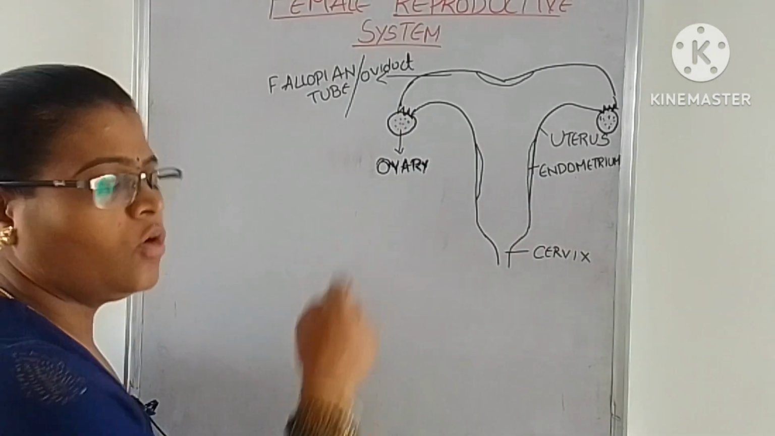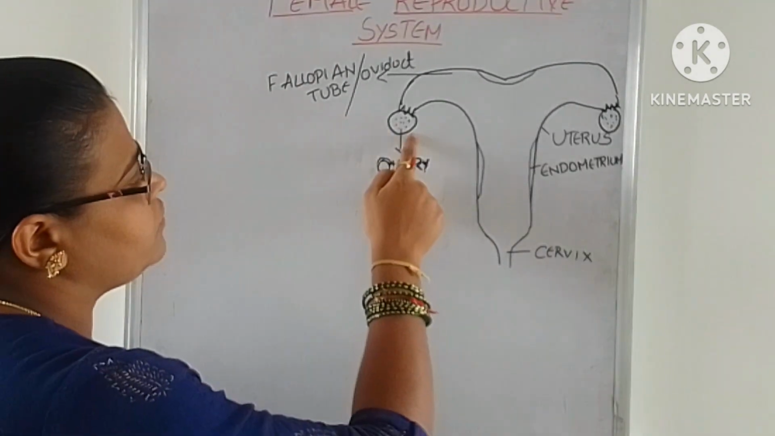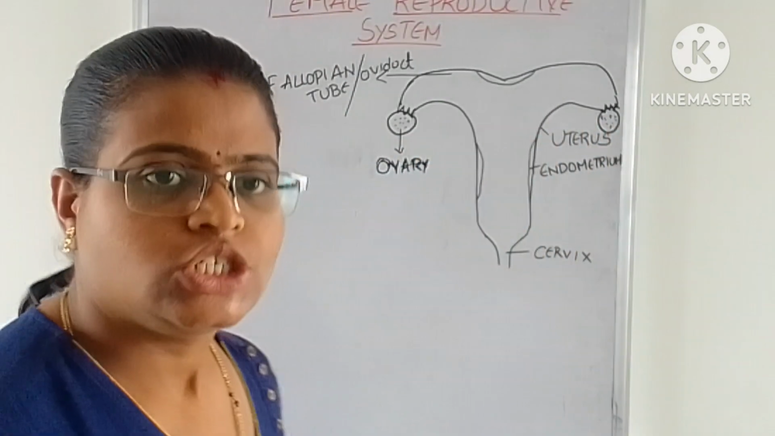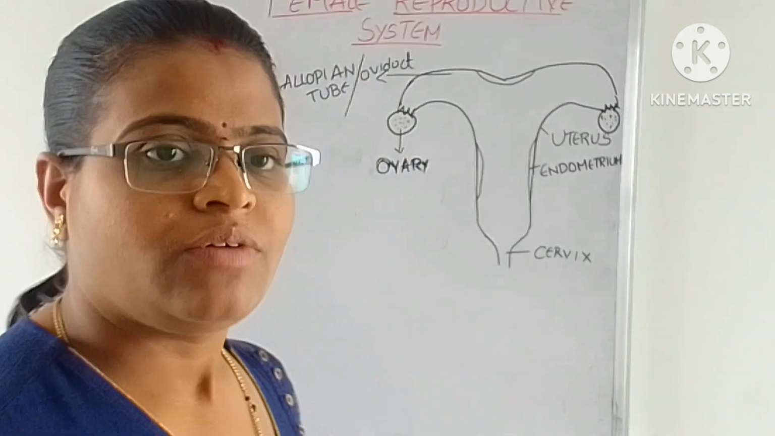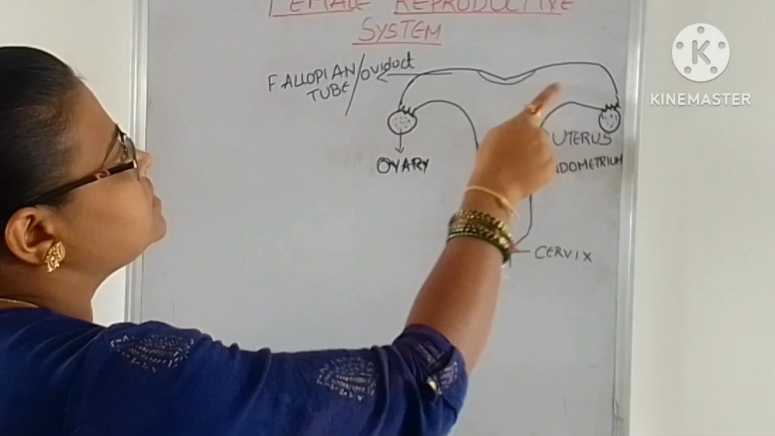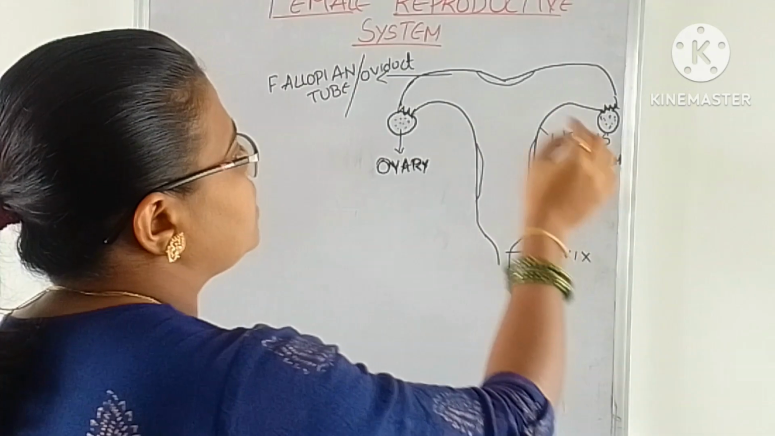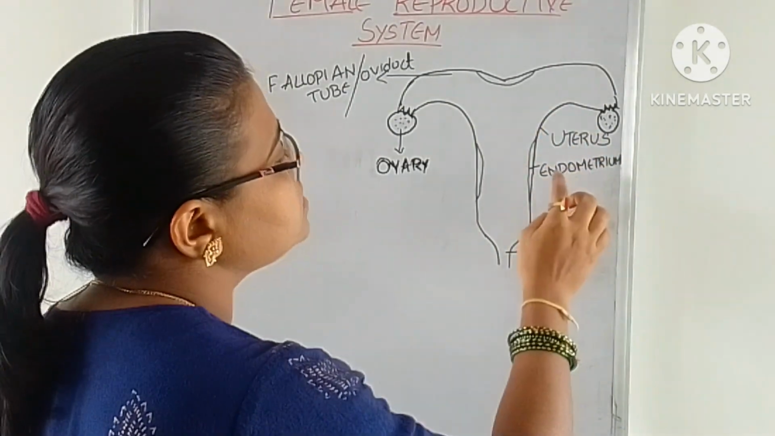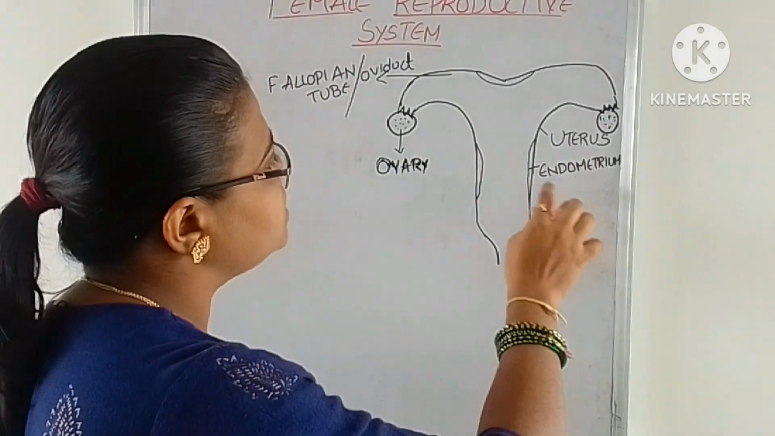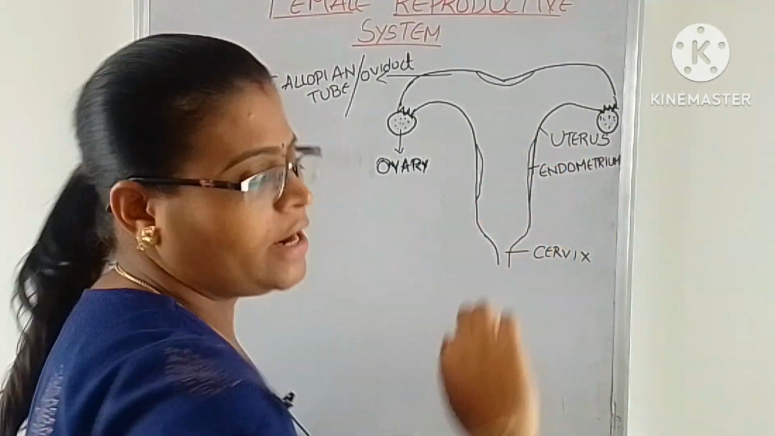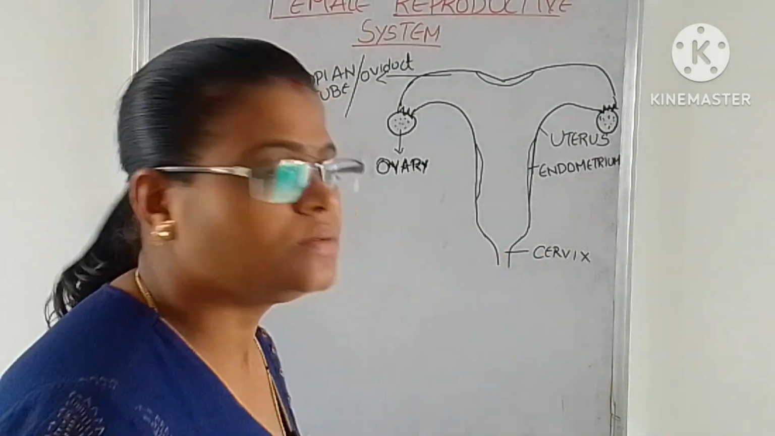So the first one is an ovary. Two ovaries will be present in the female reproductive system. Each ovary will produce one ovum at one time. So each ovary will produce only one ovum, and this is known as the fallopian tube. This space is known as the fallopian tube, and this space is known as the uterus, where the zygote will get settled. This bulge shape is known as the endometrium, and this pipe-like and narrow shape is known as the cervix.